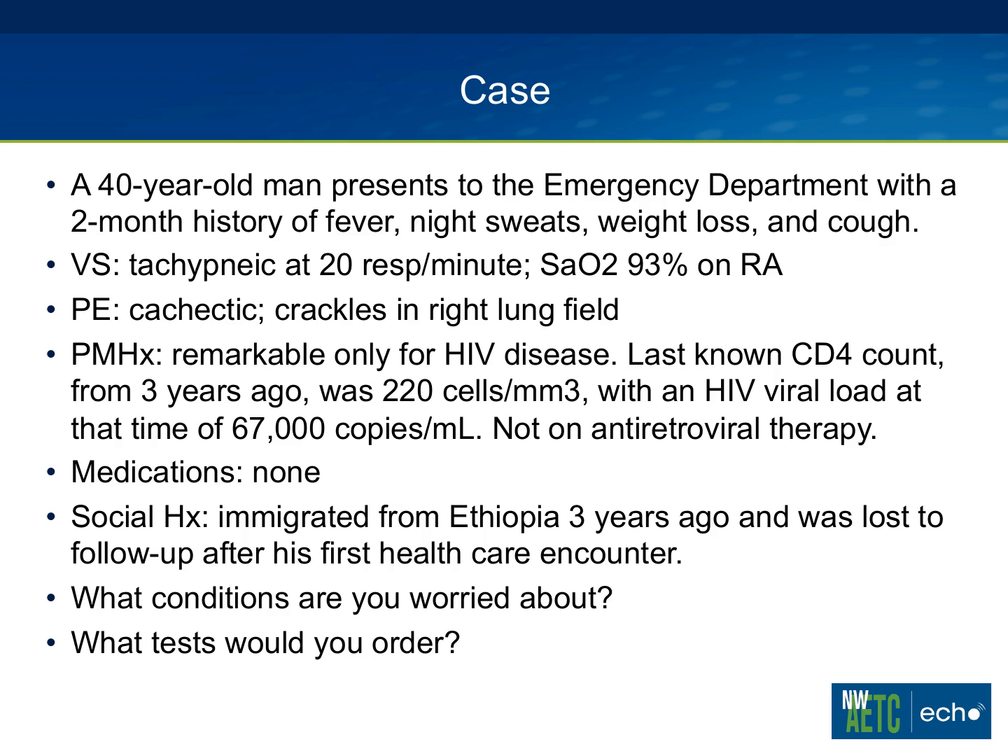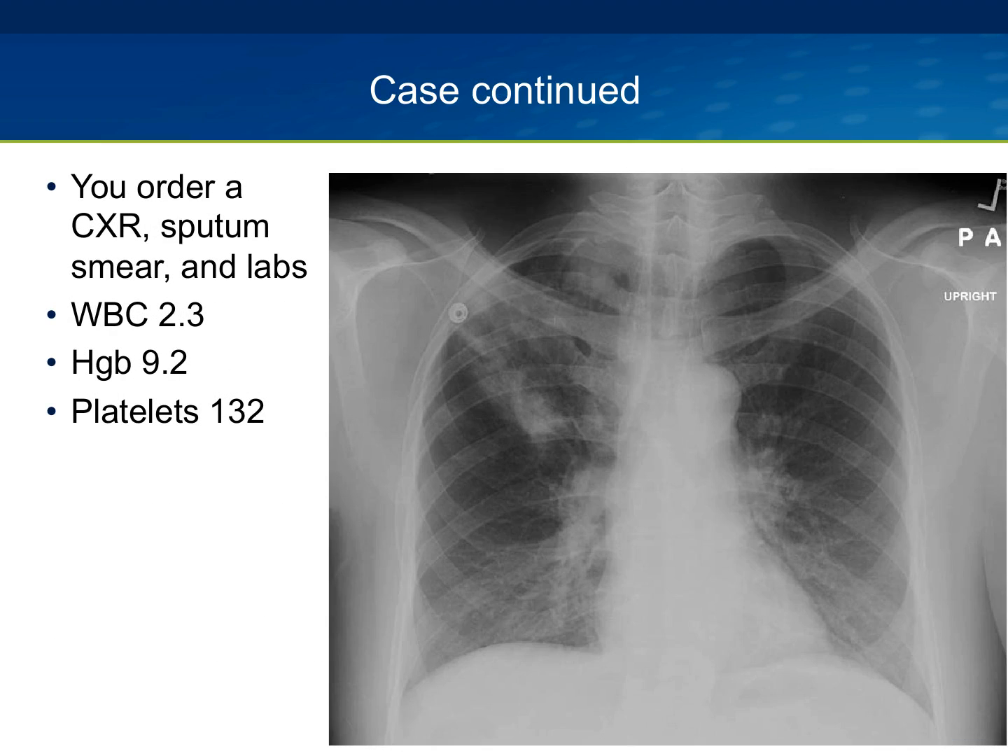So in this patient, I'd encourage you to think briefly about what conditions you might be worried about and what tests you would order. And I think that our initial tests would, at a minimum, include a chest x-ray, a sputum smear, and certain routine blood labs such as complete blood count and a metabolic panel. And we get those results back.